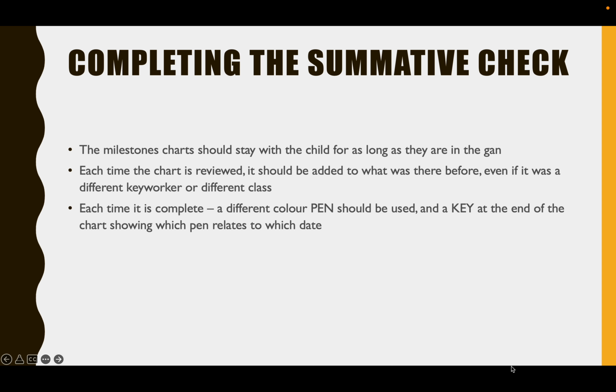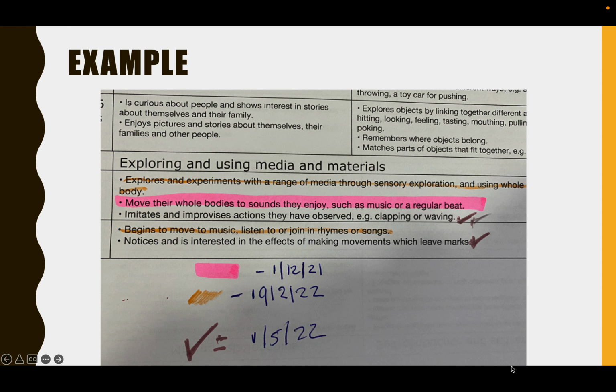The milestones should stay for the child as long as they are with us in the GAN. Each time the chart is reviewed, you should add to what was there before, even if it's a different key worker or a different class. When the age group changes, you keep the old one in their file and you add the new one. Each time you complete the summative check, use a different color pen and add a key at the end of the chart to show which color pen refers to which date.